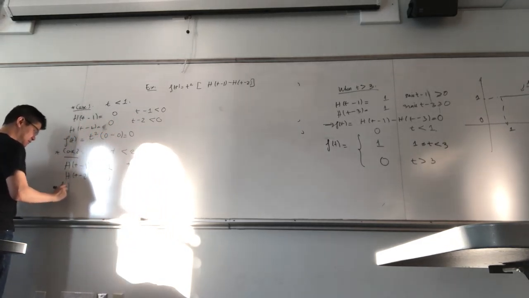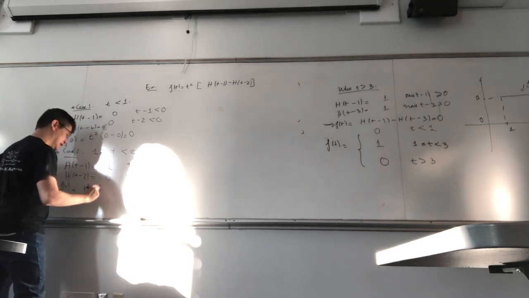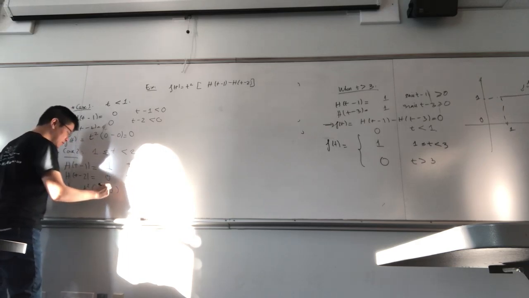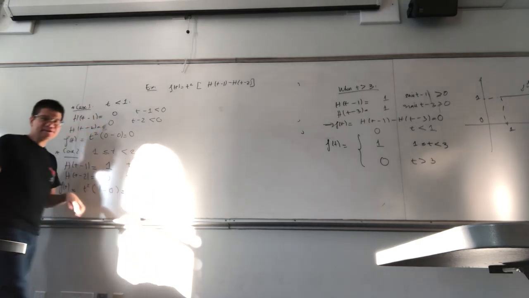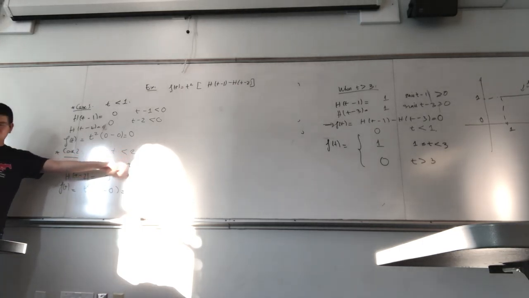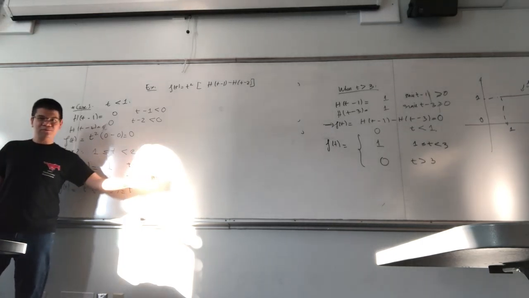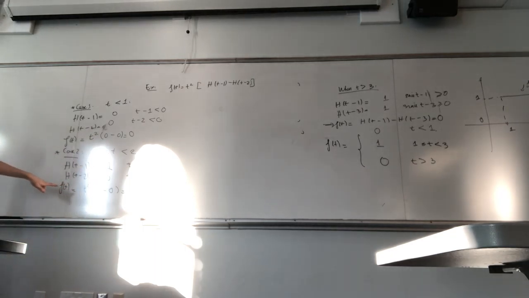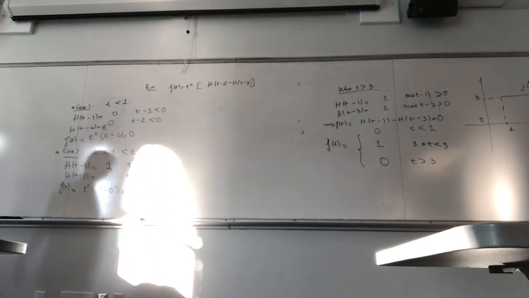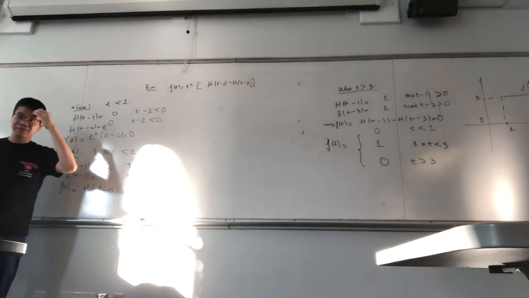So f of t will be 1 minus 0. So this will be t squared times the difference, which is 1 minus 0, and this is t squared. Alright? I explain again. In the second case, t is bigger than 1 and smaller than 2. In this case, h of t minus 1 is 1 because t minus 1 is positive, and h of t minus 2 will be 0 because t minus 2 is negative. f of t will be t squared times the difference between this guy and this guy, and this is t squared, right?